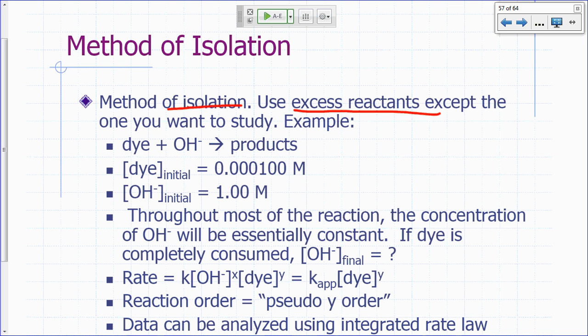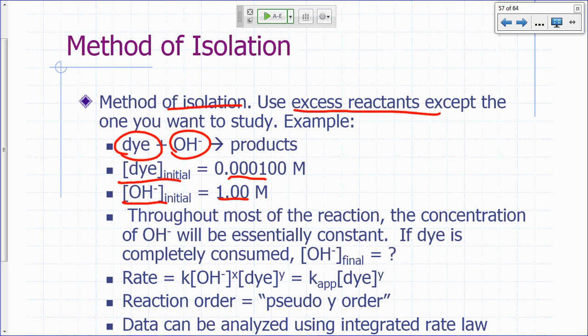All the reactants you're using, you use excess except for the one you want to study. Okay? So let's say you might see something like this in the lab. You have a reaction between a dye and sodium hydroxide. So your hydroxide ions will react with the dye. You might set up that experiment so that the concentration of the dye initially is very low, like 0.0001. Okay? And then you have a large excess of your hydroxide. Let's say you use 1 molar solution of sodium hydroxide.